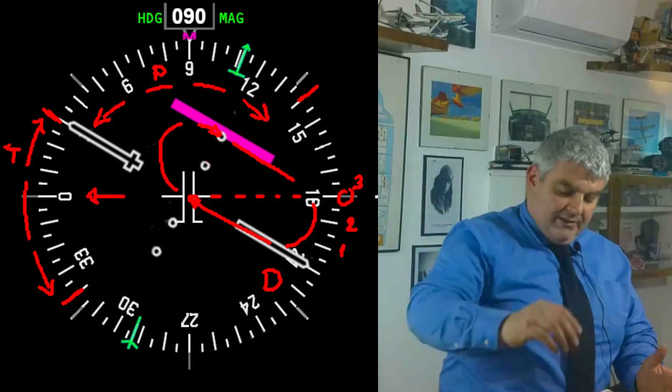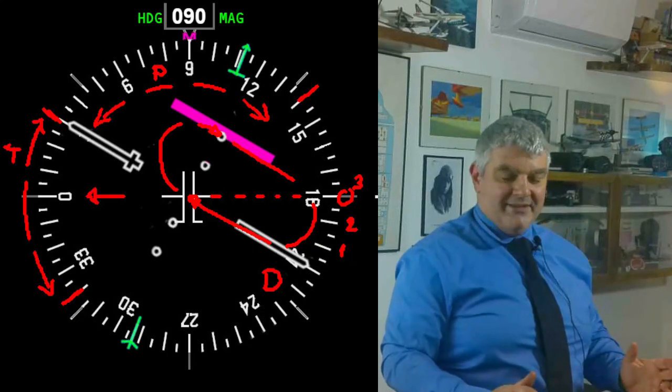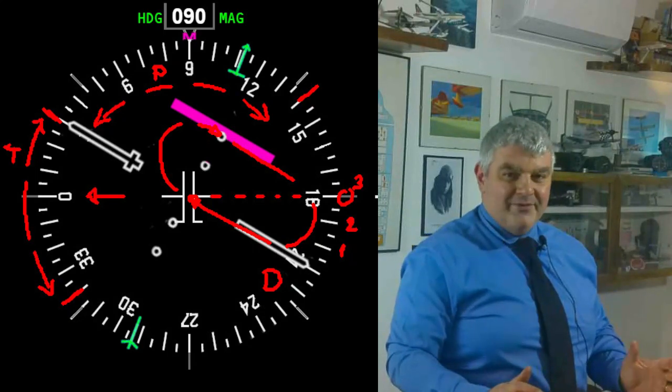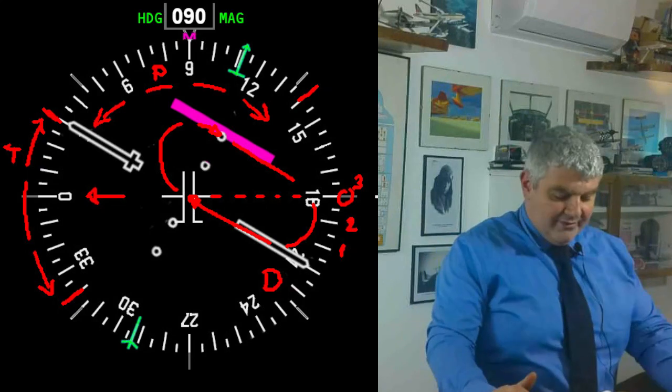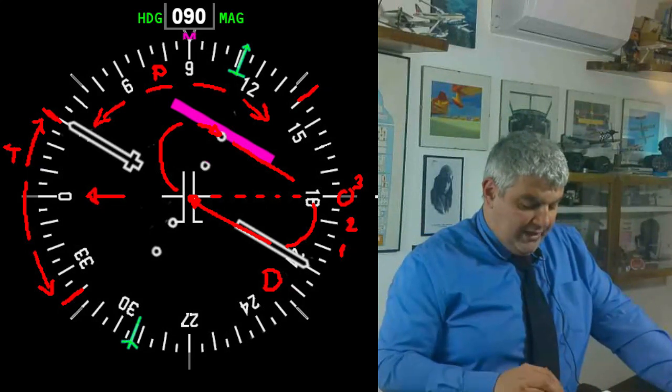And so the question, as I said before, when I want to calculate hold entries, is: what are the first three headings you're going to put? So indeed, I'm going to fly direct to the station. So I'm going to be turning to the right, okay?